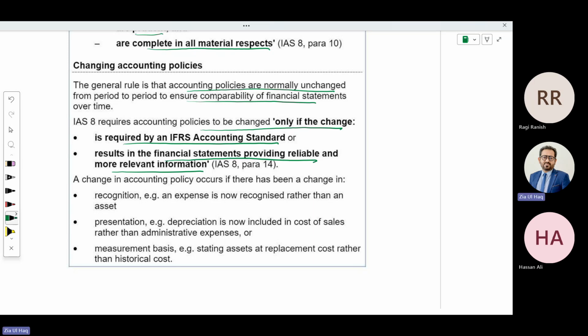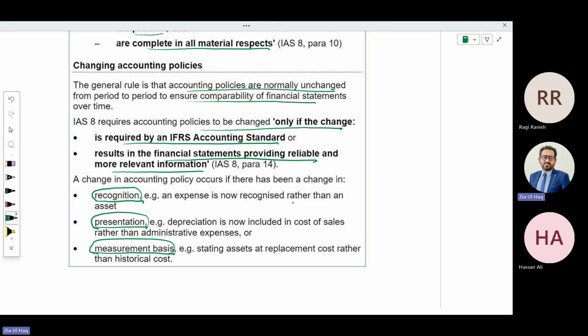When should accounting policy be changed? When it is required by accounting standard, meaning there is a change in accounting standard, or when by changing the policy you can produce more reliable and relevant financial information. A change in accounting policy occurs if there has been a change in recognition, presentation, or measurement basis. When there is a change in recognition, when there is a change in presentation, and when there is a change in measurement basis. What is meant by recognition?